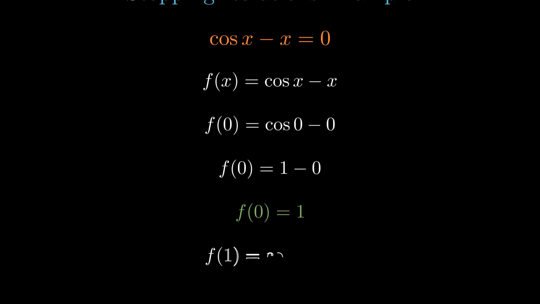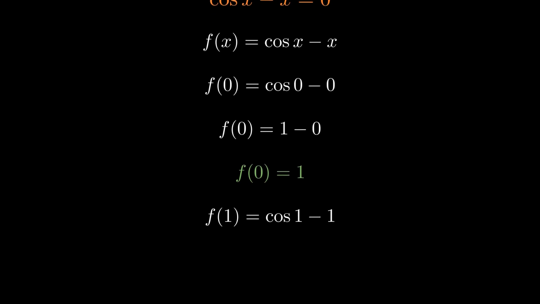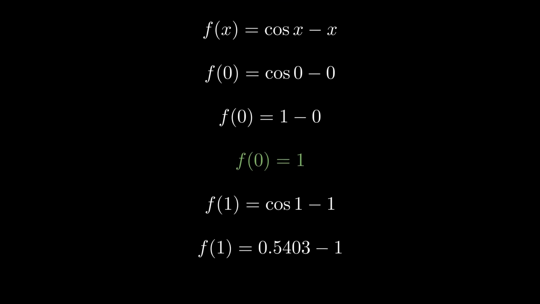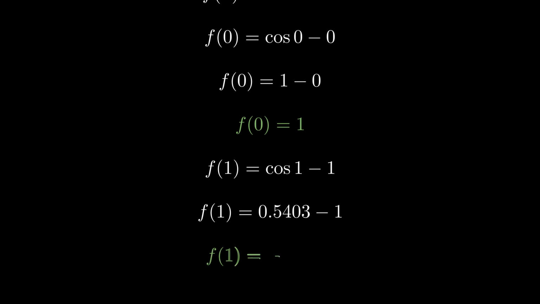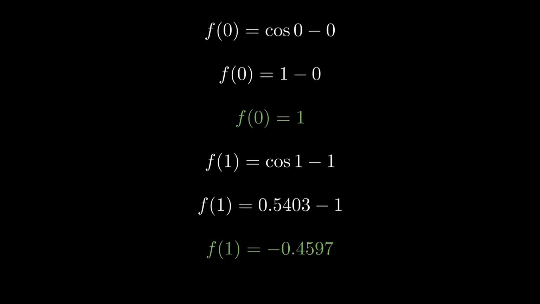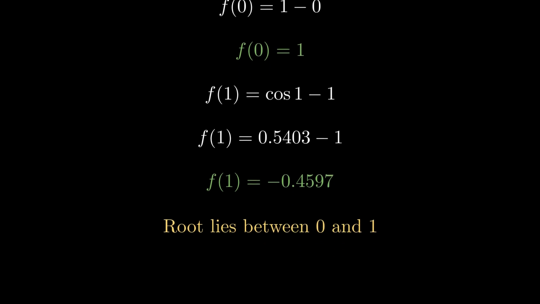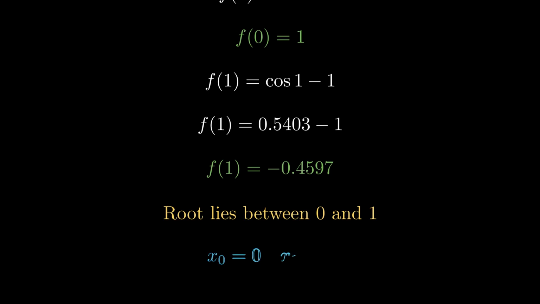Now substitute 1 into the function. Cos 1 is approximately 0.5403. The answer is negative 0.4597. The sign changed from positive to negative, therefore the root lies between 0 and 1. Choose 0 and 1 as the initial approximations.